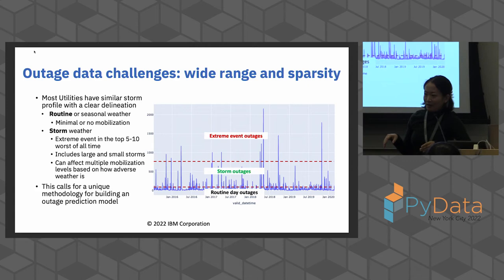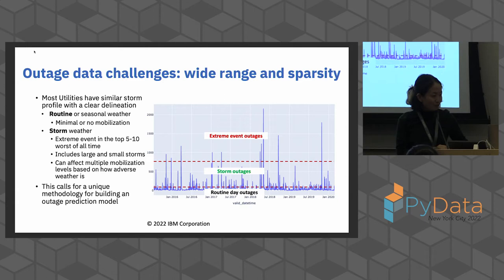Another way we handle the sparsity issue is if the client does not have enough historical data, because each client has different lengths of data. Some clients may only have 2 or 3 years of data, so we only have a handful of events in the data set. In that case, sometimes we group several operation centers together to build one model for a group of operation centers. If the client has 5-6 years of data and has enough outage events to model, then we don't need to group them. So these are the two data challenges.